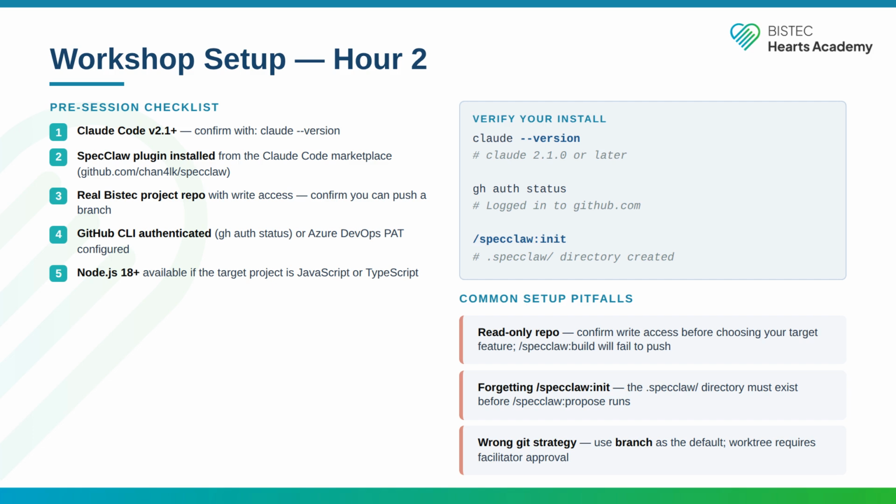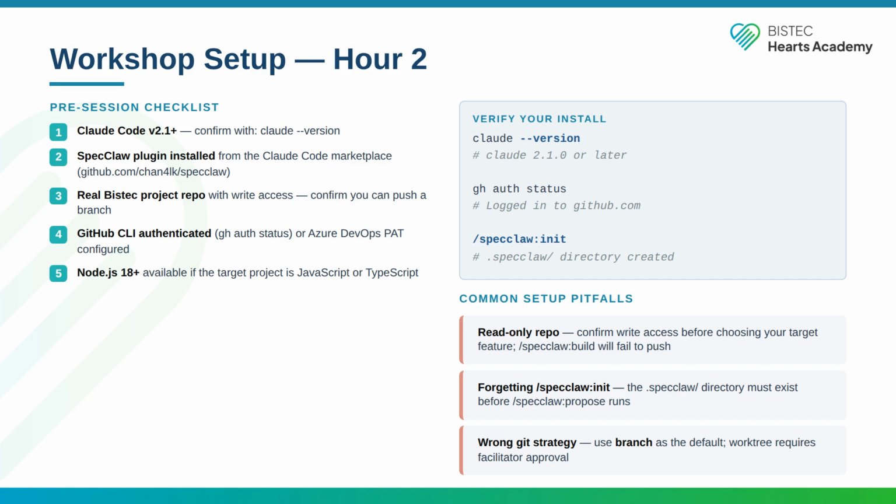Third, a real BISTEC project repository where you have write access. Confirm you can push a branch, not just clone. Fourth, GitHub CLI authenticated, run auth status to confirm, or an Azure DevOps personal access token configured. Fifth, Node.js 18 or later if your target project uses JavaScript or TypeScript.